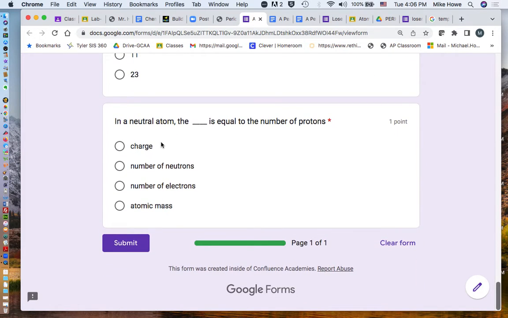In a neutral atom, what equals the number of protons? The number of electrons. As long as there's no charge, that means electrons have not been lost or gained. All right, so that was part 1 of the atom test.